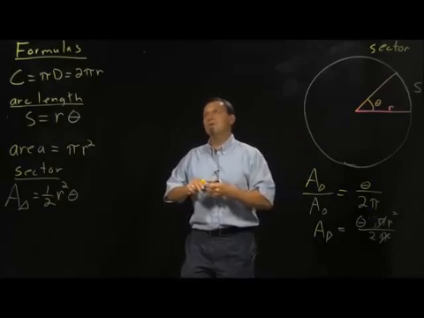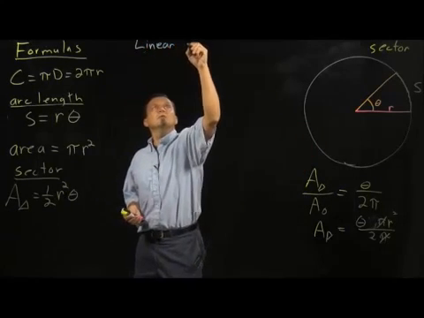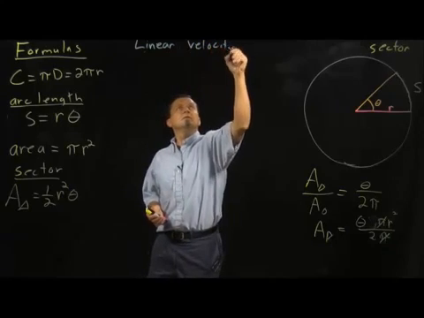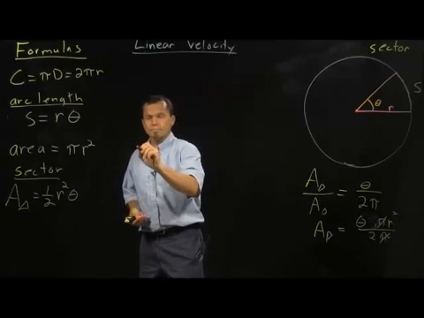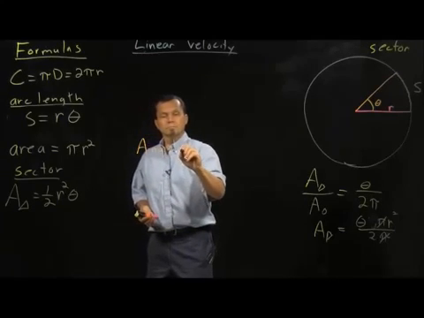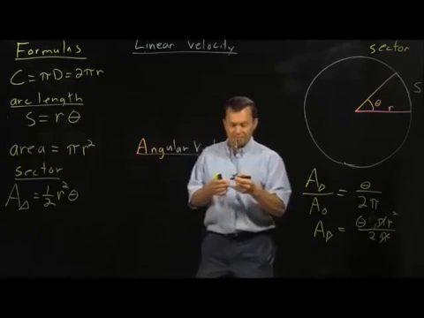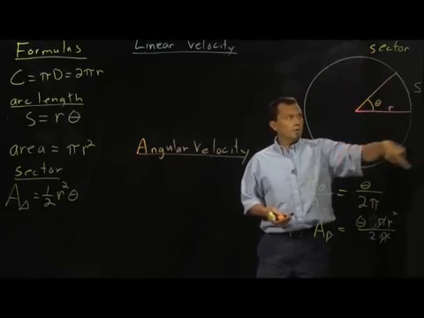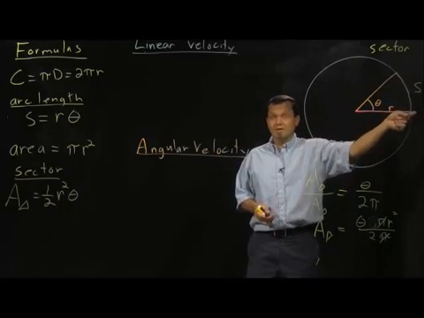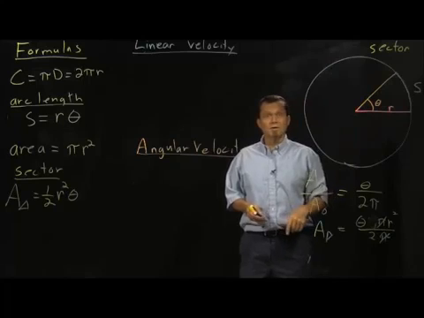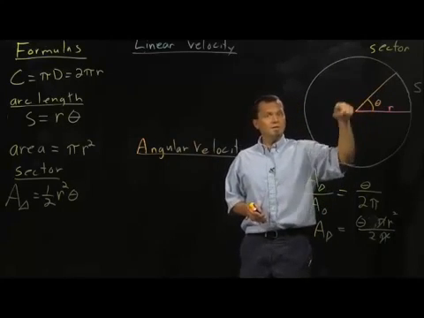And with speed, we have two different things that we need to consider: linear velocity and angular velocity. Now, linear is going to be going around. This is like if you're sitting on a merry-go-round on the edge. You want to know how fast you're spinning. Now, angular velocity, this is how fast the angle is spinning.